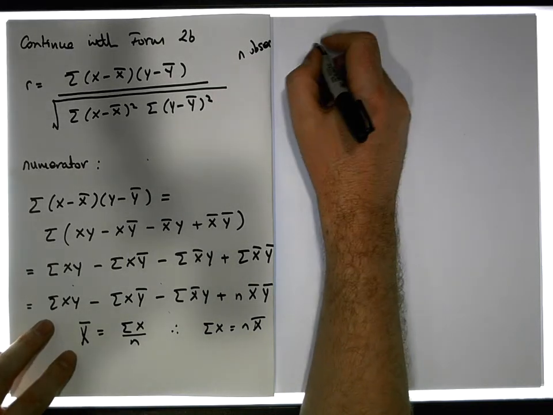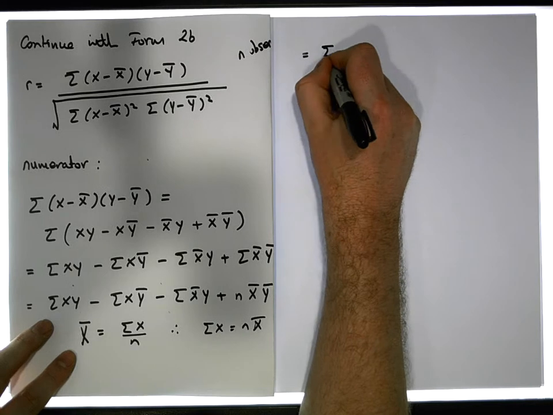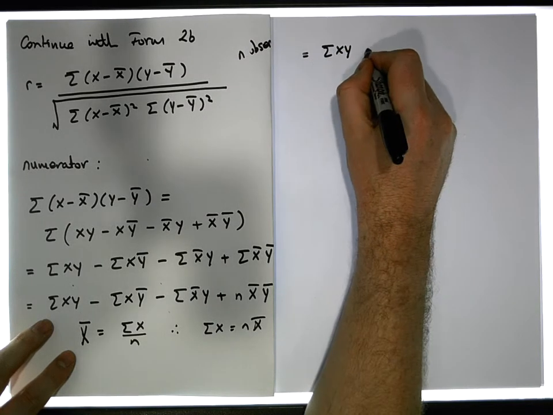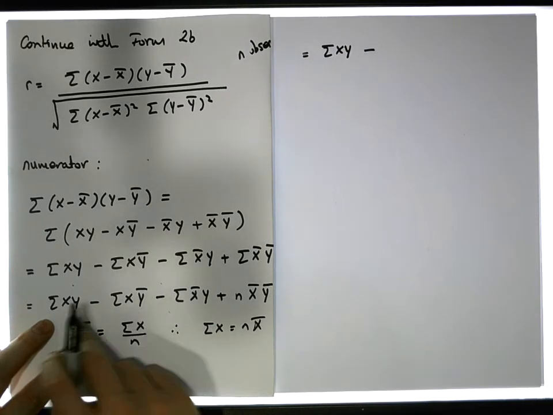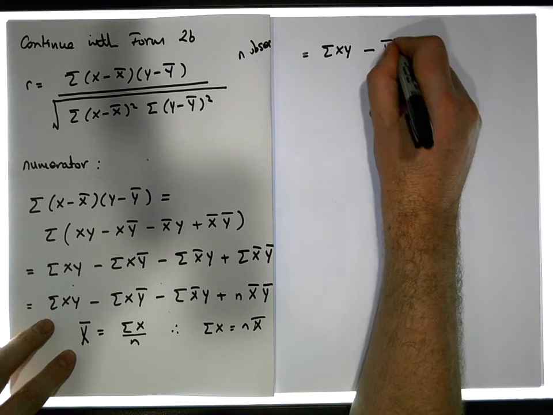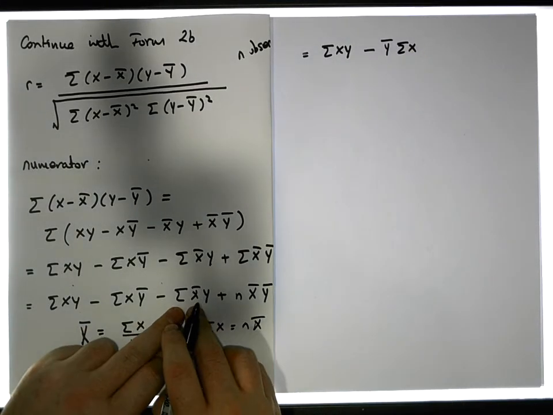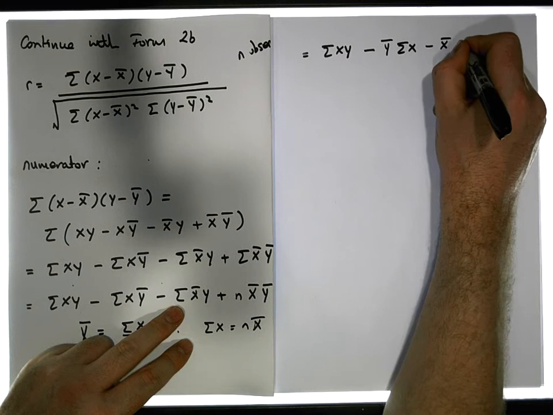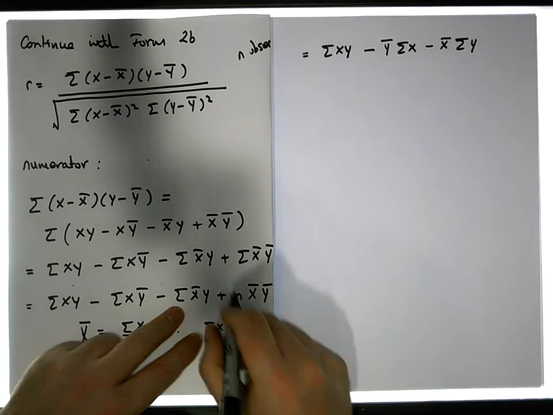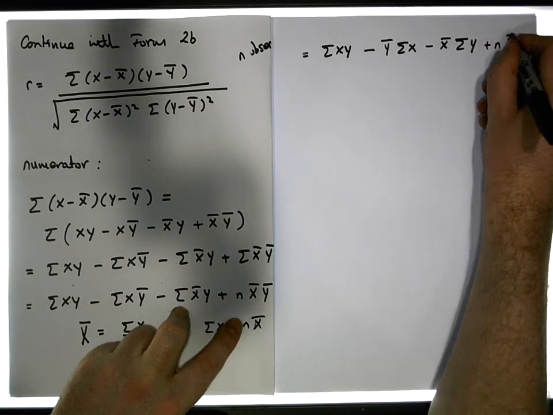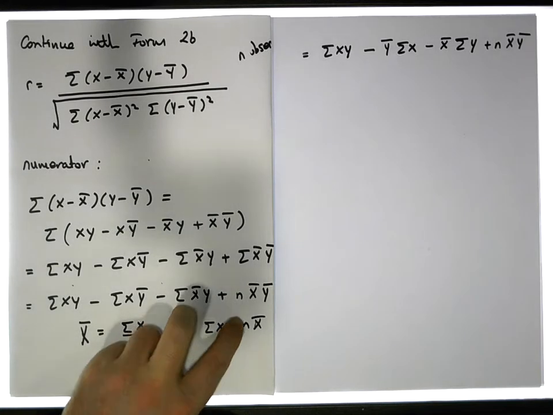So it's equal to the sum of the xy's minus, y bar is constant, so it can be taken out, y bar times the sum of the x's, minus, in this case, x bar is constant, so it's minus x bar times the sum of the y's, plus n times x bar y bar. That's what we end up with here.